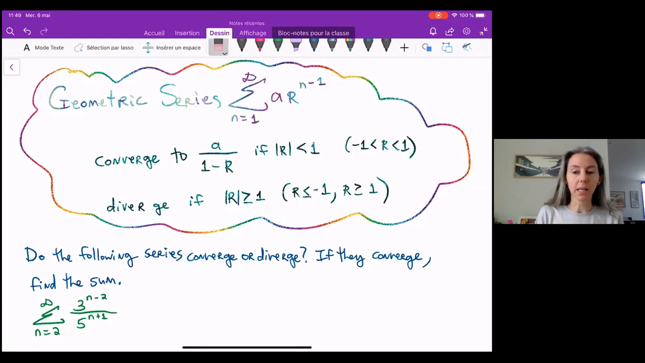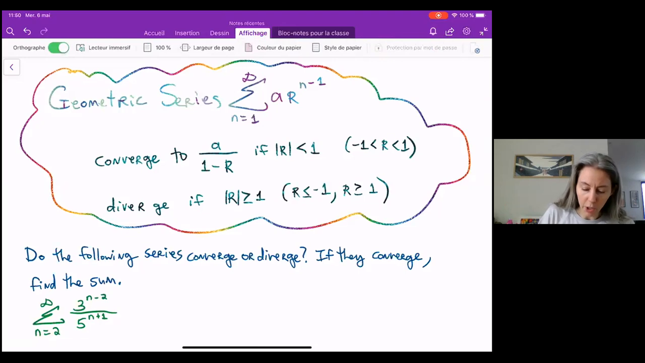So with that in mind, in order to determine if a geometric series converges, we just have to find r. Now remember, r is the number that we're multiplying by each time, and a is the first term. So let's go down and see if we can figure out if this geometric series converges or diverges.